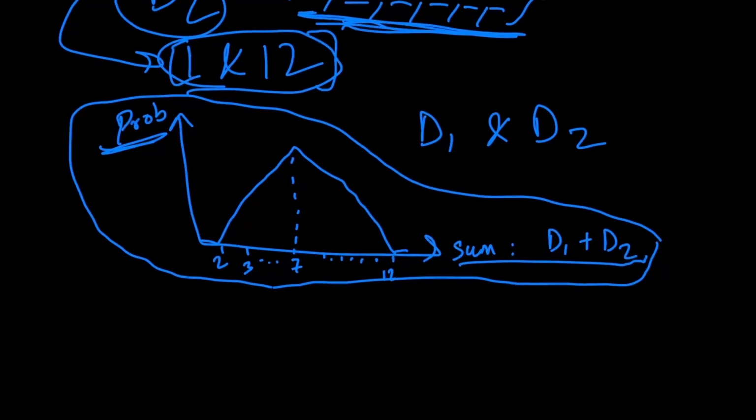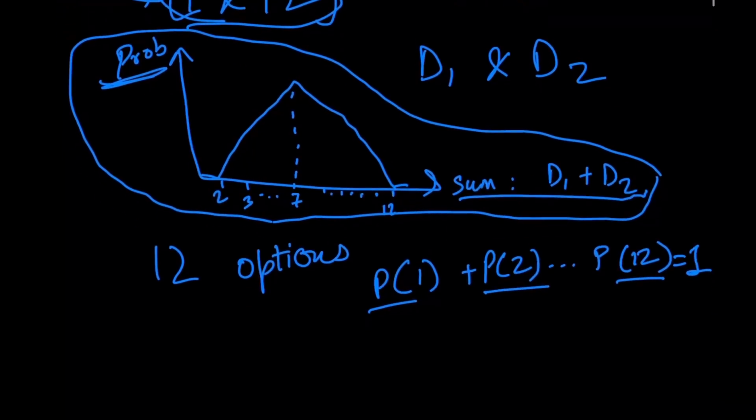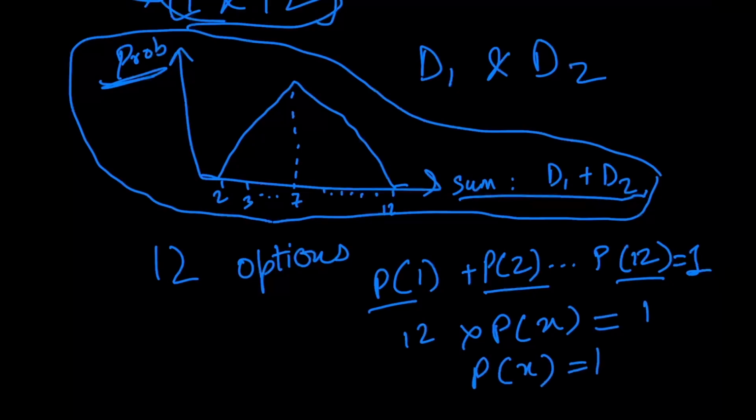That means there are 12 options, right? All the integers from 1 to 12, and all of them are equally likely. And we also know that since there are only 12 options, the probability of getting a 1 plus the probability of getting a 2 all the way to the probability of getting 12 must add up to 1. And the question says that all of these values must be equal. So we can say that 12 times the probability of x, where x is any number from 1 to 12, has to be 1. So the probability of x is equal to 1/12.